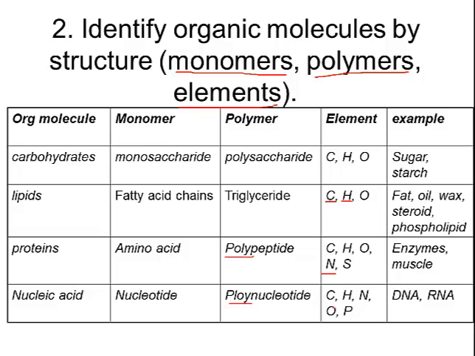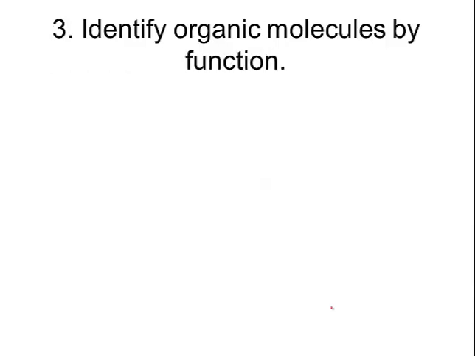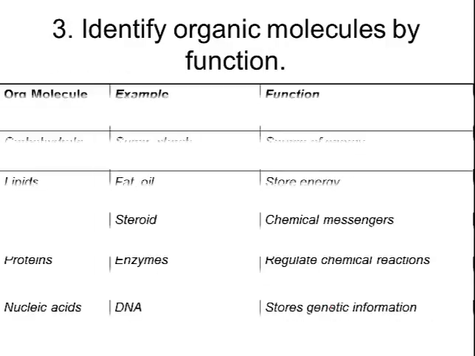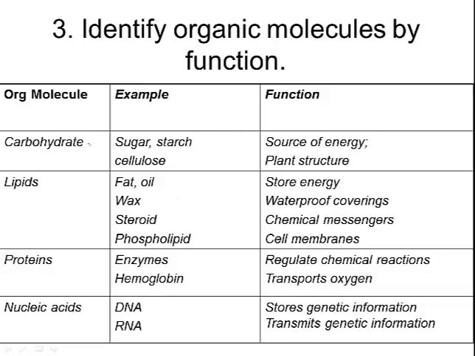Now, not only do you have to be able to identify the structure of each of these groups of organic molecules, you also need to be able to say what their functions are. So carbohydrates, sugar, starch, those are a source of energy. Cellulose makes up cell walls for plants. Lipids, fats and oils, energy source. Wax makes up your waterproof coverings. Steroids are various types of hormones, so you have your chemical messengers. Phospholipids we're going to find in our cell membranes.